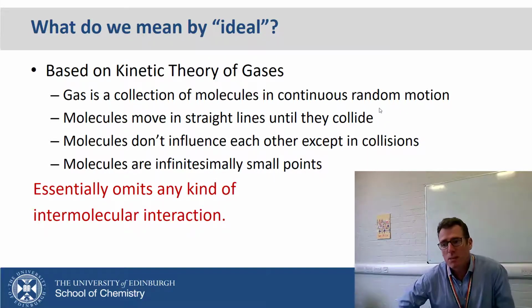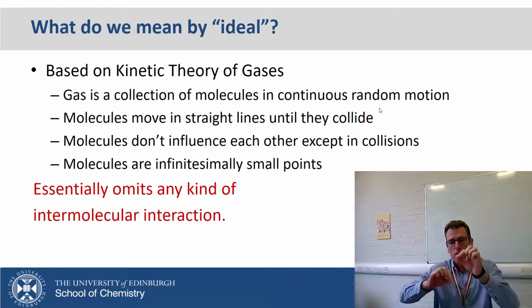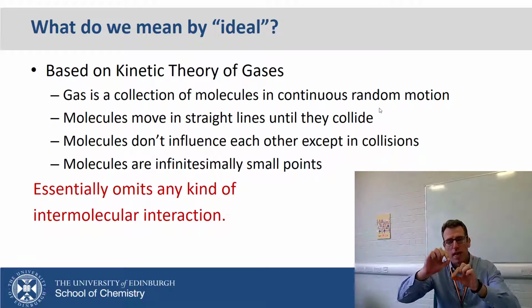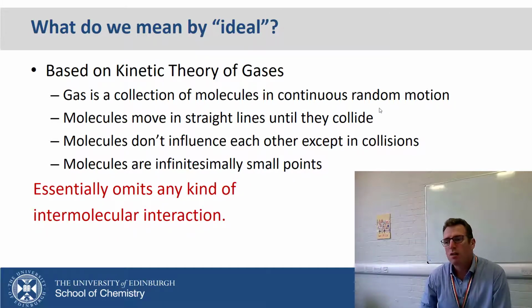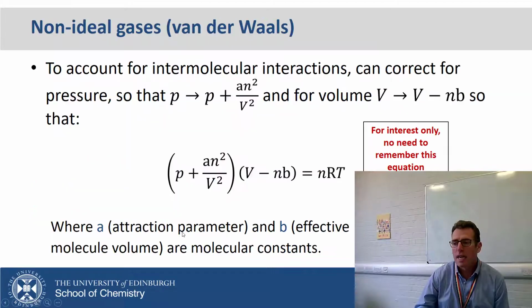So it's a good approximation, but not a great approximation, because of course molecules may come close to each other, and if there are electrostatic repulsions or attractions, well then obviously those molecules are going to come closer or move further away from each other. So this ideal nature essentially omits any kind of intermolecular interaction. And we can correct for that.